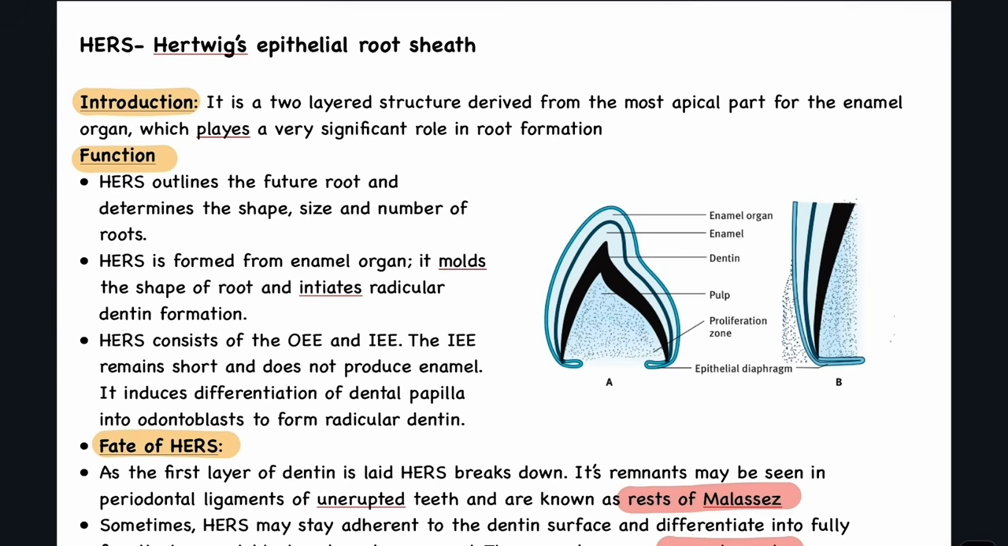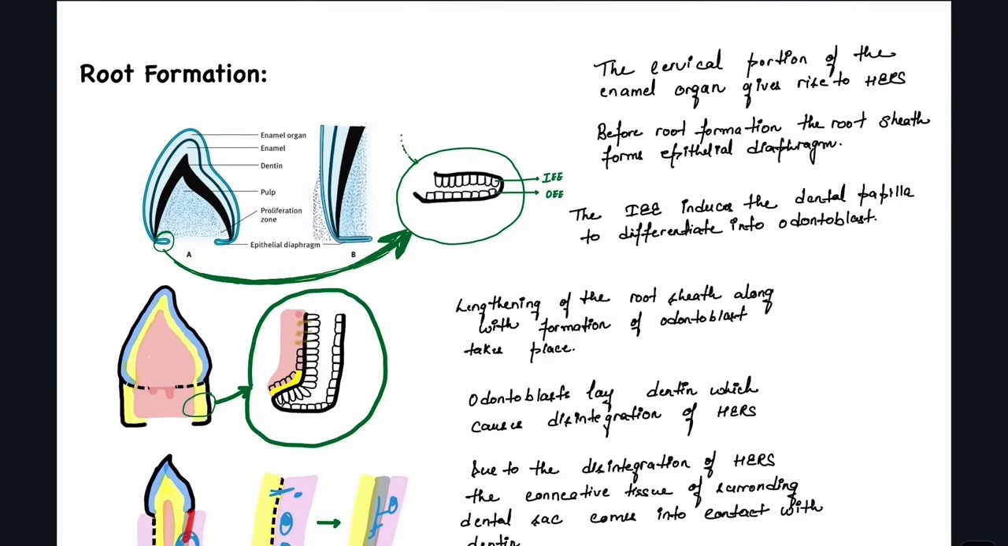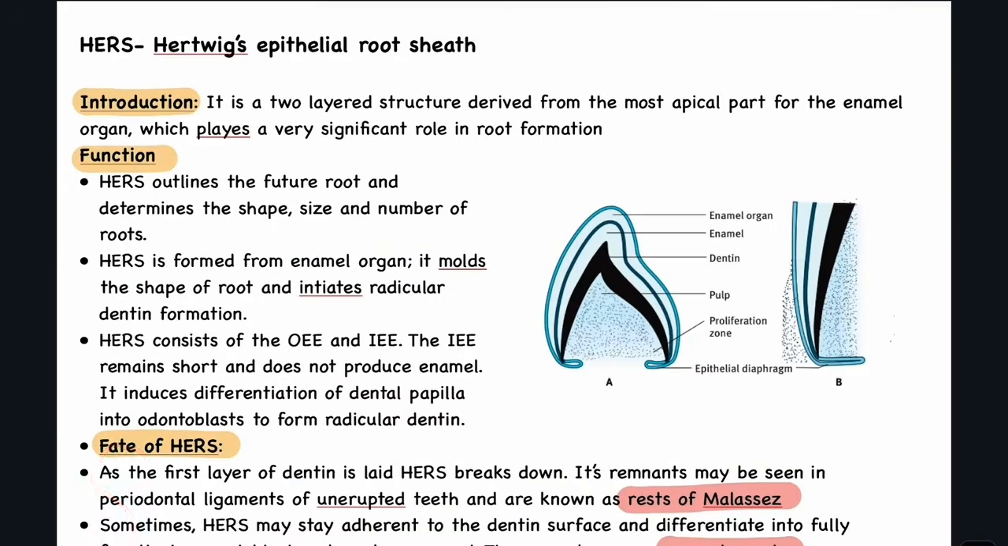Okay. If the HERS is not properly formed or is broken down before the dentine formation, a defect called accessory root canals on the periodontal surface of the tooth arises. So in the first scenario, the remnants remained. In the second scenario, it stayed stuck to the dentine. And in the third scenario, it was broken down before the dentine formation. So if it's broken down before the dentine formation, there is a gap. The dentine will not be properly formed, and root canals will be formed. So these are the three fates of HERS.